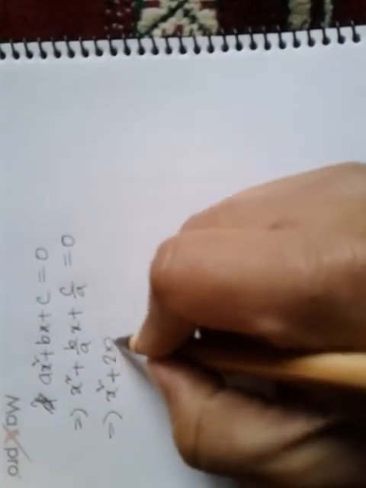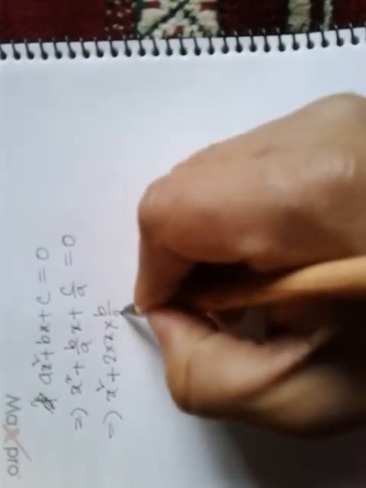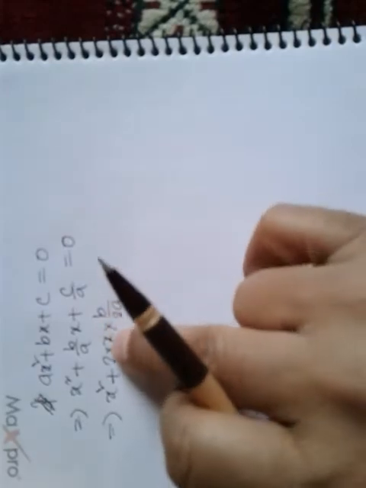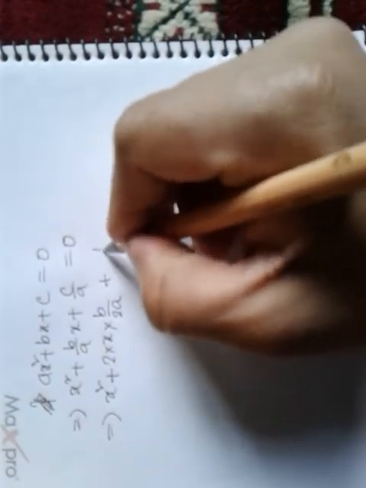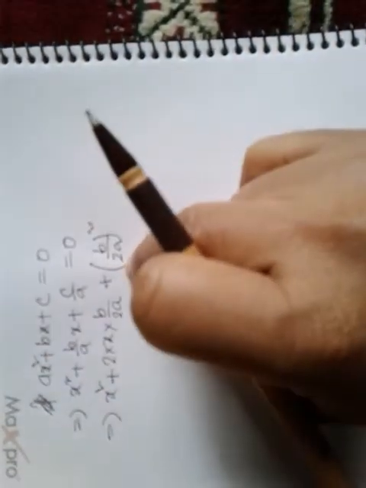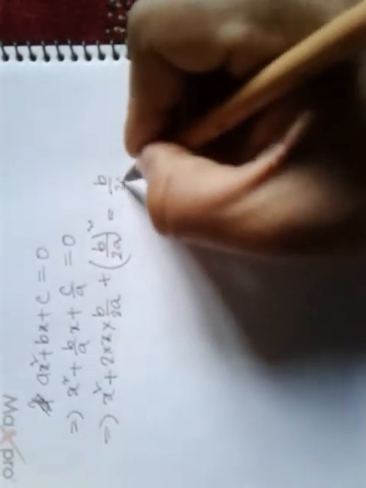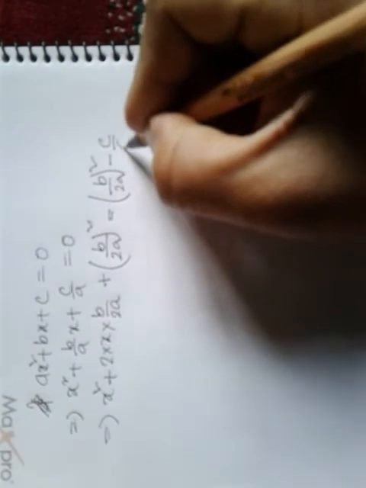Now x square plus 2 into x into, to make it b by twice a, we have to write this like b by twice a, b by ax. So 2 and 2 cancelled and it will be bx by a. And for this b by twice a to be meaningful, we have to write b by twice a whole square here, and this b by twice a whole square is extra, so we have to write it again here, b by twice a whole square, and we bring the c by a over here, that is c by a.